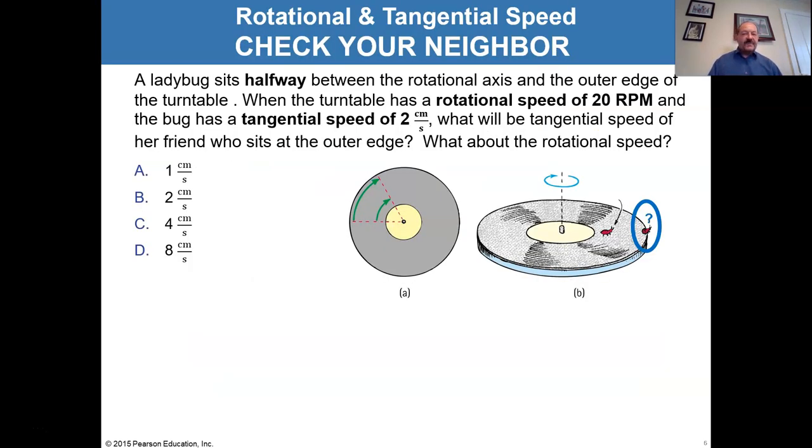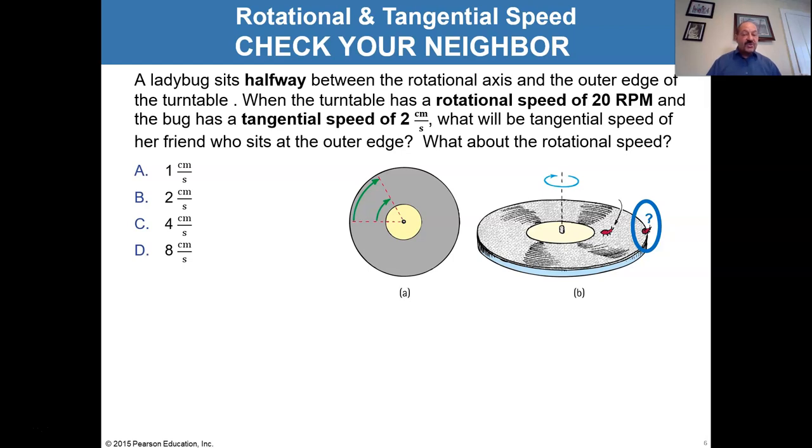All right, so a ladybug. This is the picture we already saw. You should already know the answer at this point. The ladybug sits halfway between the rotational axis, that's the center of the spin, and the outer edge of the turntable. In other words, the whole circle of the record. When the turntable has a rotational speed of 20 revolutions per minute, RPMs, and the bug has a tangential speed of 2 centimeters per second.